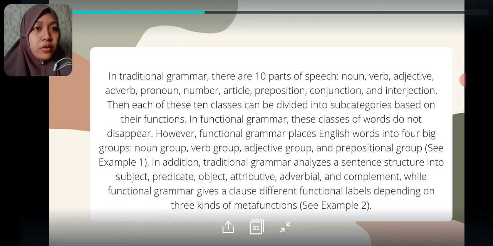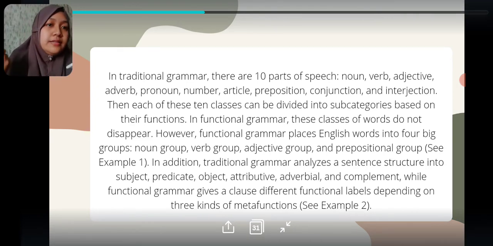In traditional grammar, there are 10 parts of speech: noun, verb, adjective, adverb, pronoun, number, article, preposition, conjunction, and interjection. Then each of these 10 classes can be divided into subcategories based on their function. In functional grammar, these classes of words do not disappear. However, functional grammar places English words into 4 big groups: noun group, verb group, adjective group, and prepositional group.